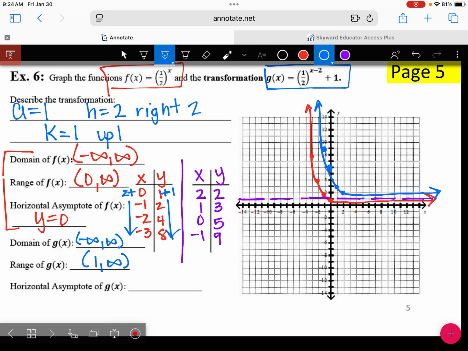No brackets. It will never be 1. It'll be 1.0000000000005, but it'll never be 1. That's why we don't put a bracket. And my new asymptote is at y equals 1.